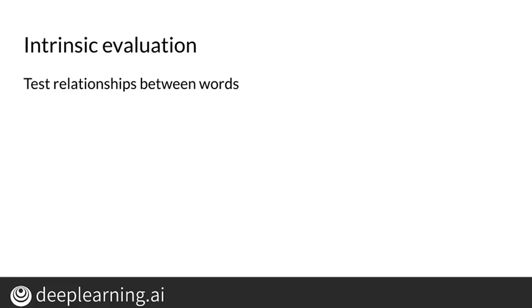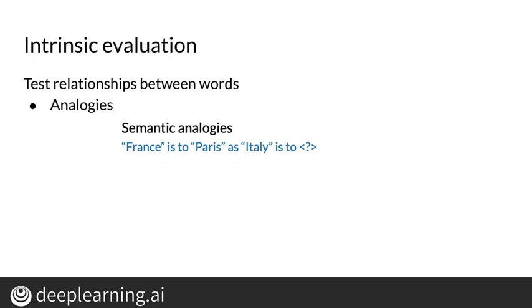Intrinsic evaluation methods assess how well the word embeddings inherently capture the semantic or syntactic relationships between the words. Semantics refers to the meaning of words, whereas syntax refers to the grammar. You could do this by testing the word embeddings on analogies. You could test semantic analogies, as in finding the missing word in France is to Paris, as Italy is to blank. You could also evaluate the embeddings on syntactic analogies, such as plurals, tenses, and comparatives, as in seen is to saw, as been is to.